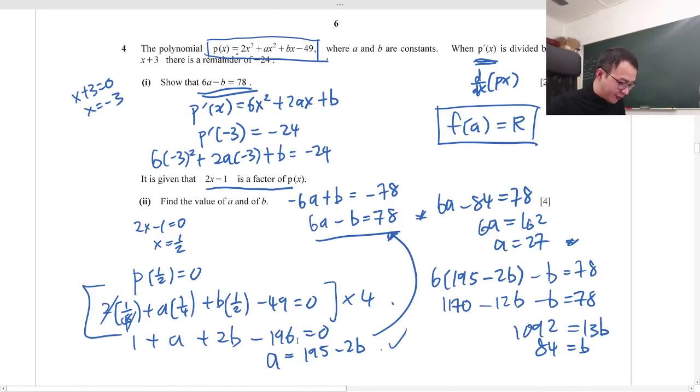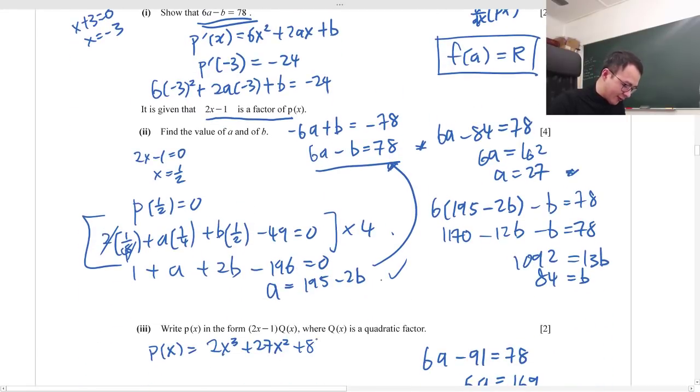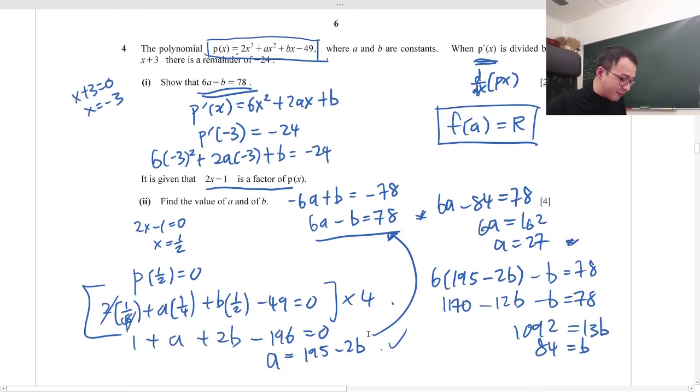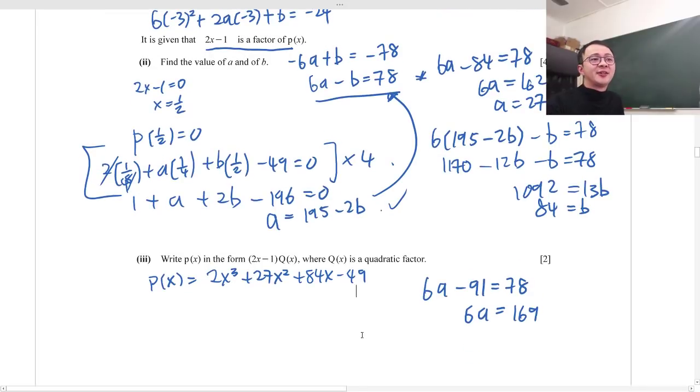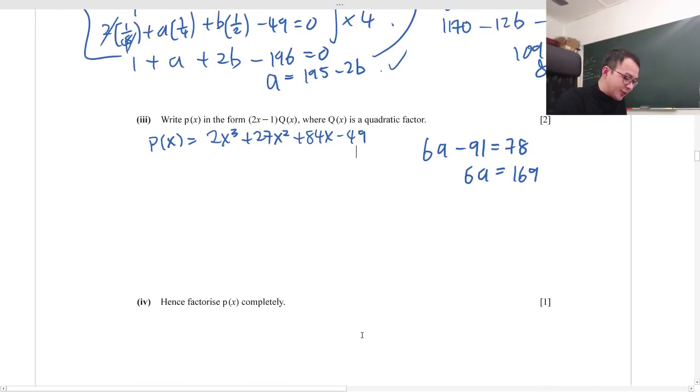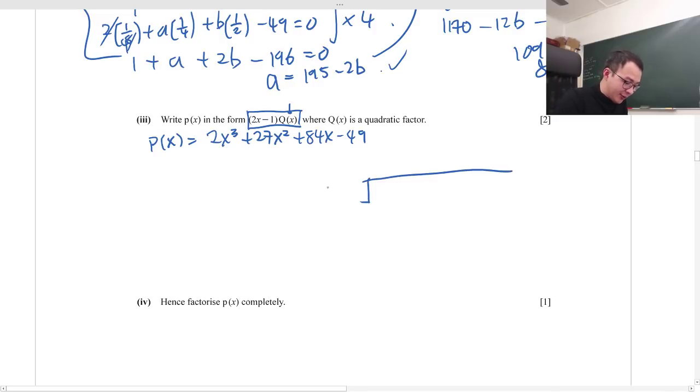B is 84x minus 49. Alright, I just substitute my A and B back into my p(x) here. This one tells me Q(x) will be my answer after the long division. So therefore, I will need to do the long division and divide by 2x minus 1. So Q(x) will be my answer later, and my remainder should be 0.